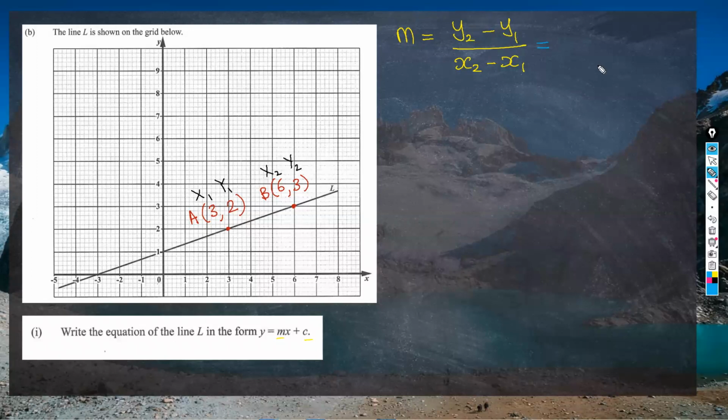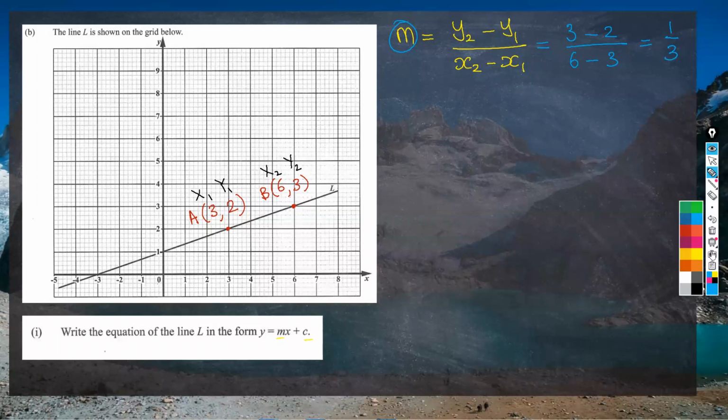We have y2, we have y1. It's just to substitute them in. So it's 3 minus 2, and x2 minus x1 is 6 minus 3. We're going to get 1/3. So the gradient is 1/3.